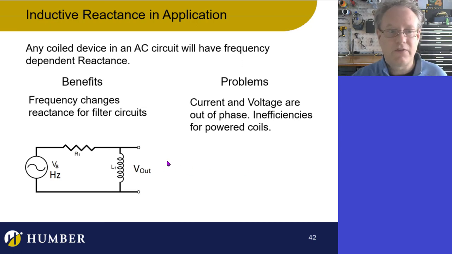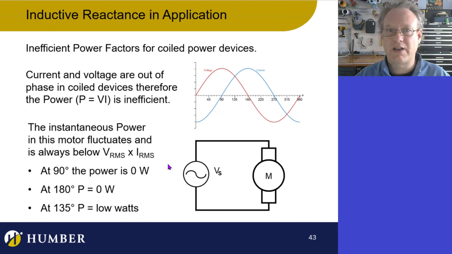So we can actually do filter circuits with this. Now the problem is the current and voltage are out of phase, and that creates inefficiencies for powered coil devices, like motors that run on AC, and any other kind of current powered device that runs on AC, like a speaker, that's AC also, and also other devices like solenoids and stuff.